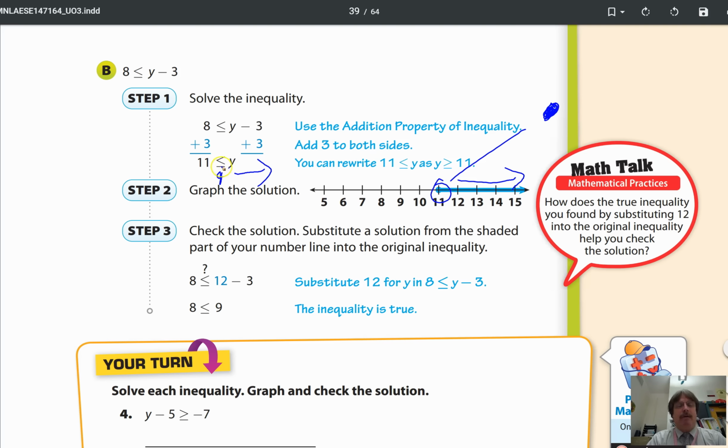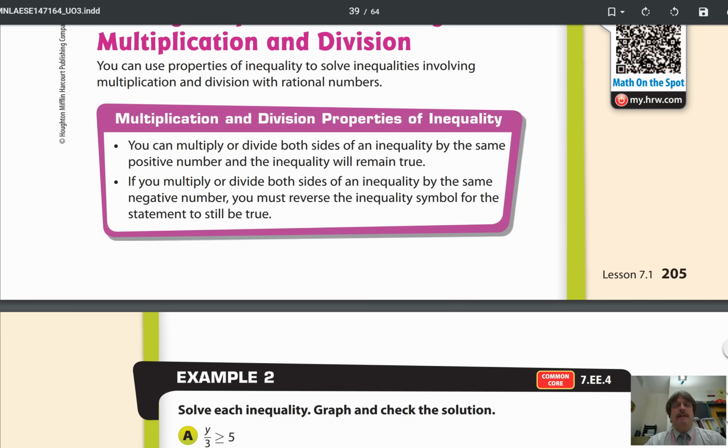We have less than or equal to, and that's why 11 is included. Okay, for multiplication and division, we only have one difference than before, and that's right here.